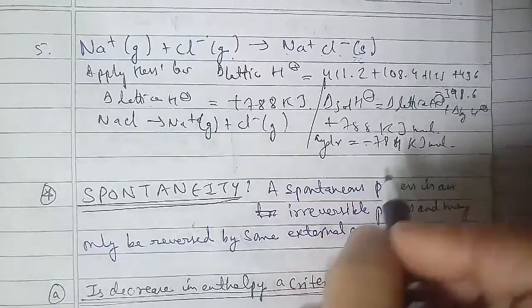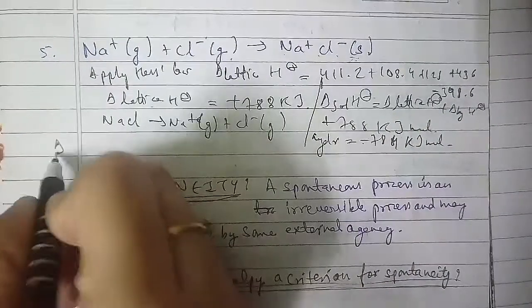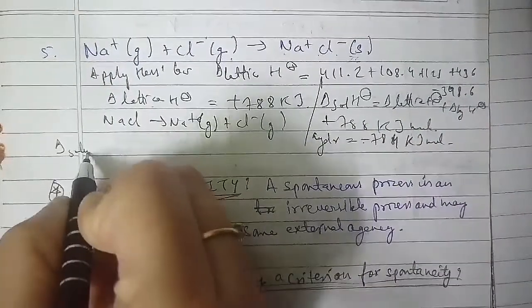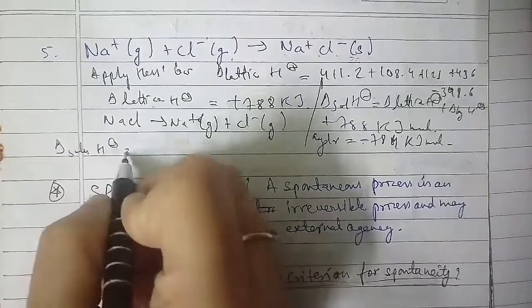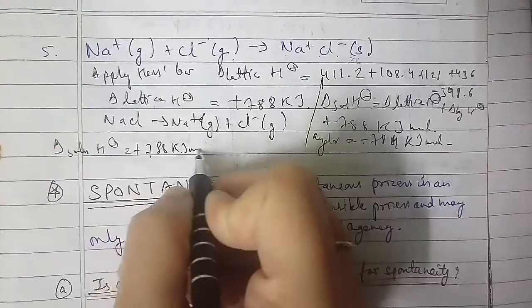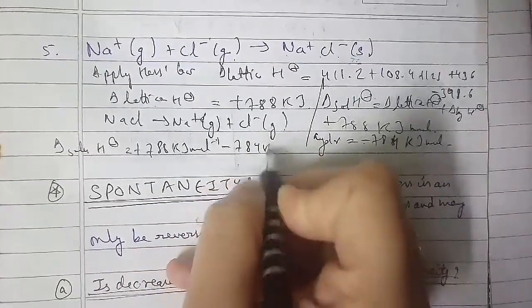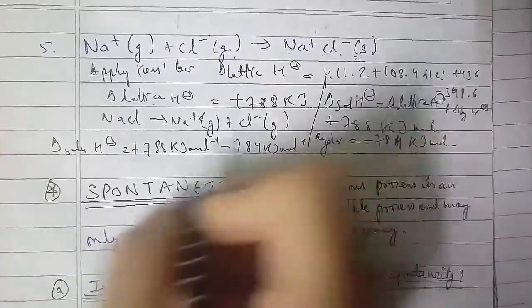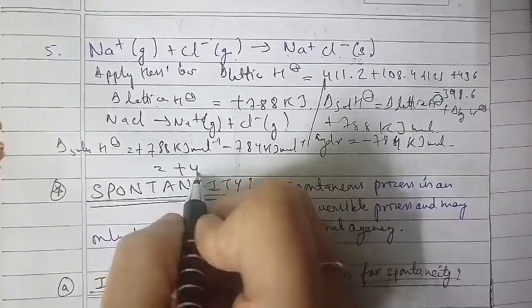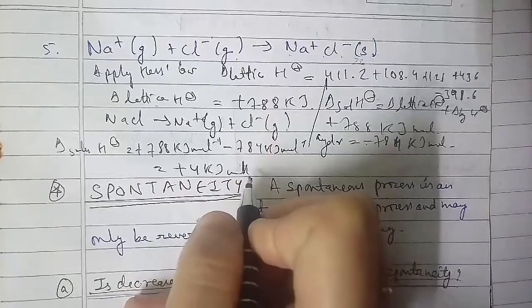Moving ahead with spontaneity, which is also an important topic with reference to NCERT. The first law of thermodynamics tells us about the relationship between the heat absorbed and the work performed on or by the system. It puts no restrictions on the direction of heat flow, however the flow of heat is unidirectional, from higher temperature to lower temperature.